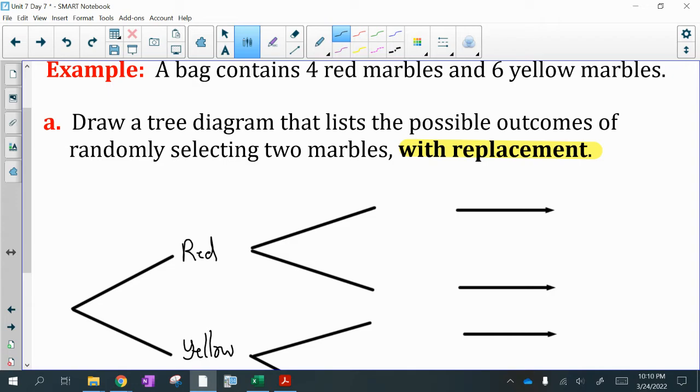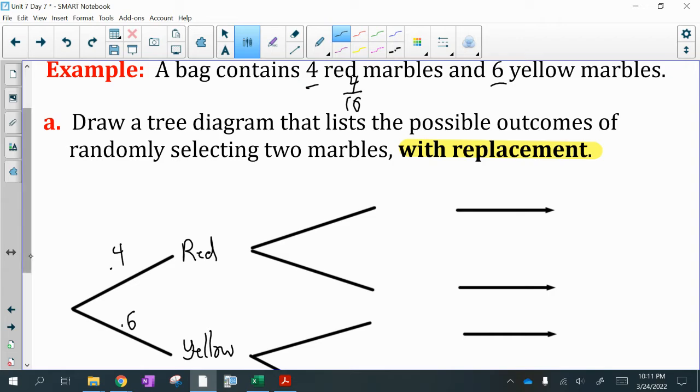But I also need to talk about what my probability of each of these things is. Please note I had 4 red, 6 yellow, which gives me a grand total of 10. So my probability of getting a red marble was 4 out of 10, or 0.4. And my probability of getting a yellow is going to be 0.6. Everybody should be fairly comfortable with that. And let's see what we can do on this here.